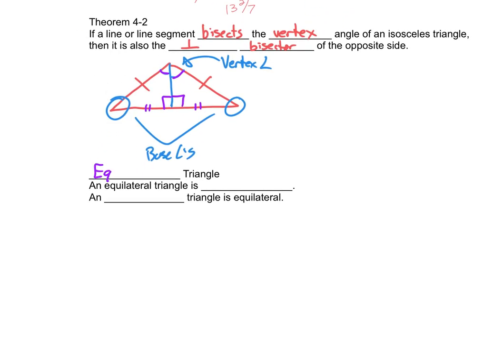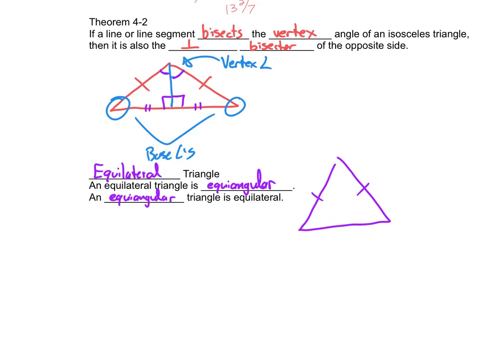An equilateral triangle is equiangular. That means equal angles. And an equiangular triangle is equilateral. So, if all three sides are congruent, then all three angles are congruent. If all three angles are congruent, then all three sides are congruent.